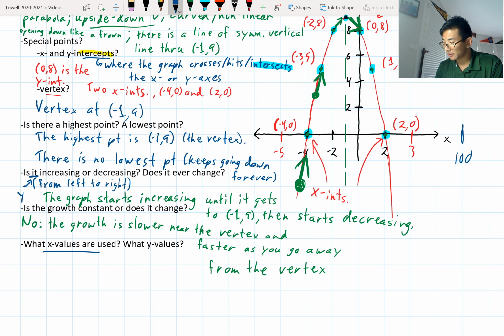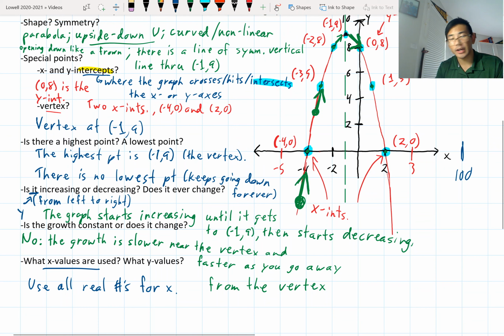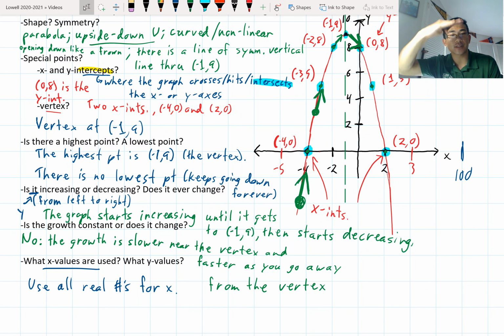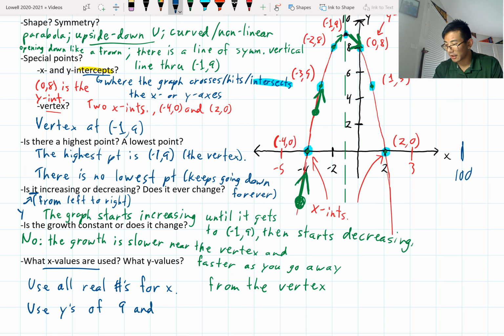So in this case, it would use all real x's, or all real numbers for x. And for the y values, well, we saw before that the highest the graph ever goes is up to 9, but it will always go downward forever and ever. And so this graph uses y values of 9 and below, or 9 and less, I could say.